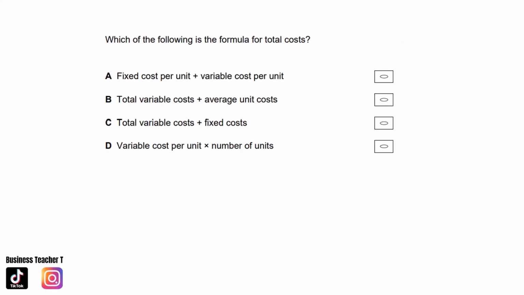Which of the following is the formula for total costs? Is it A, fixed cost per unit plus variable cost per unit, B, total variable cost plus average unit cost, C, total variable cost plus fixed costs, or D, variable cost per unit times the number of units? And the answer is C, total variable costs plus fixed costs.